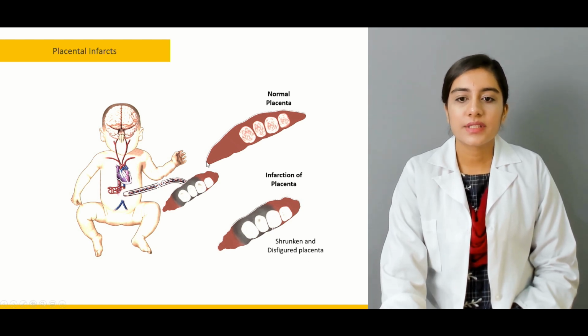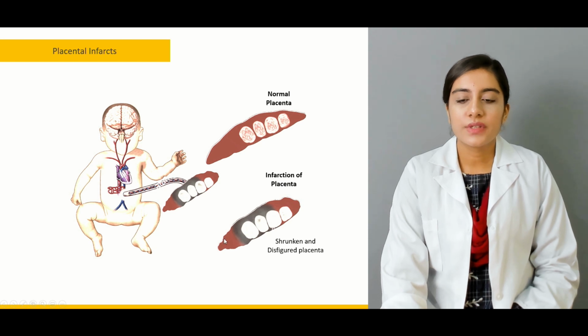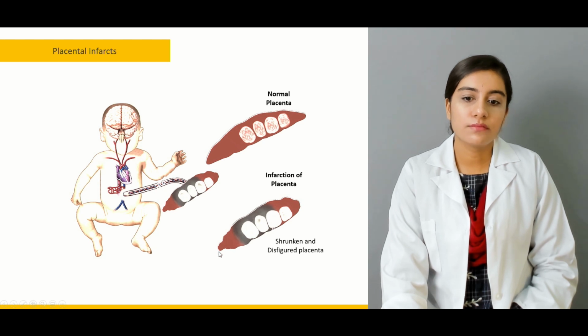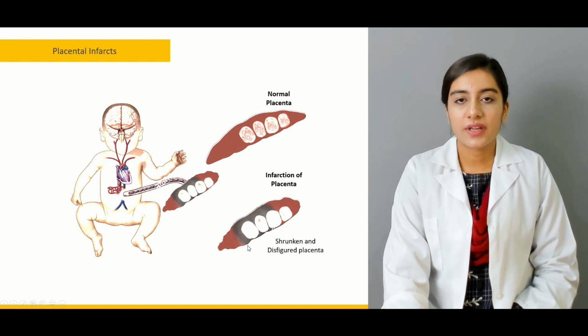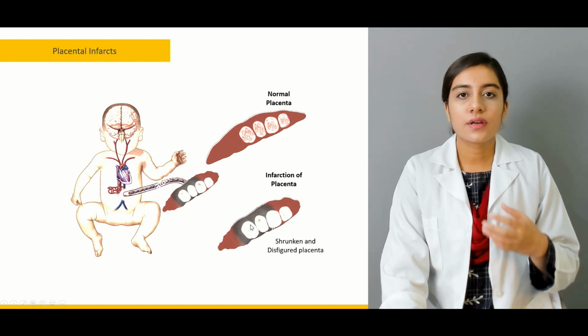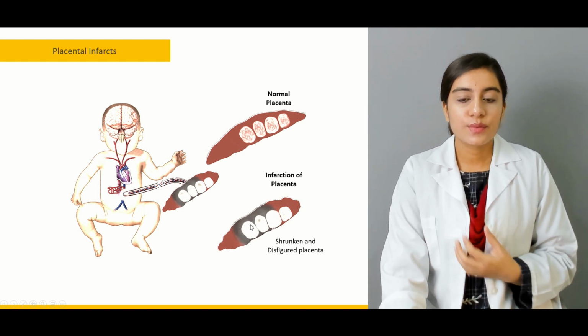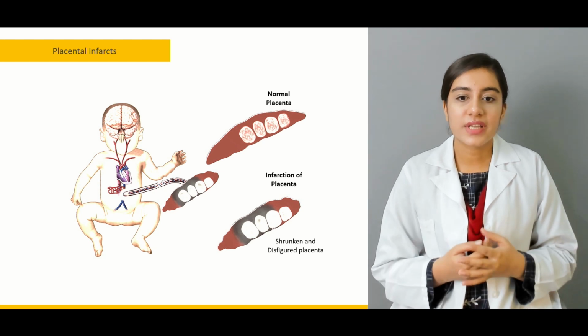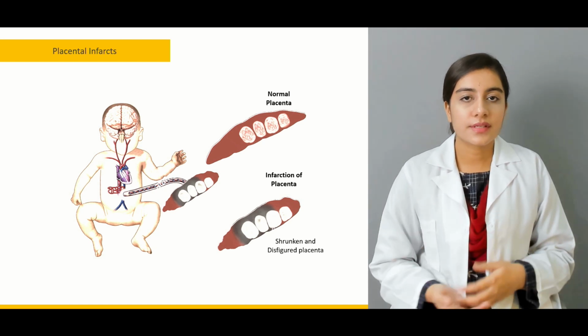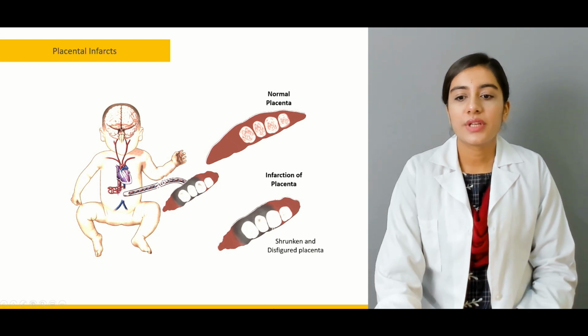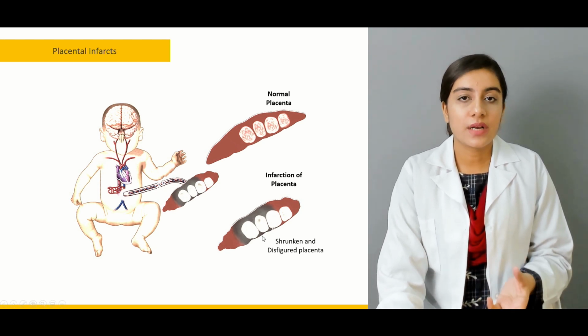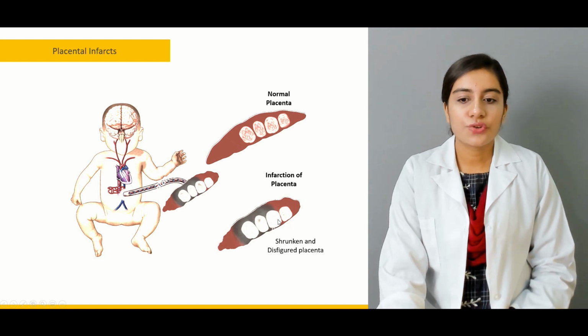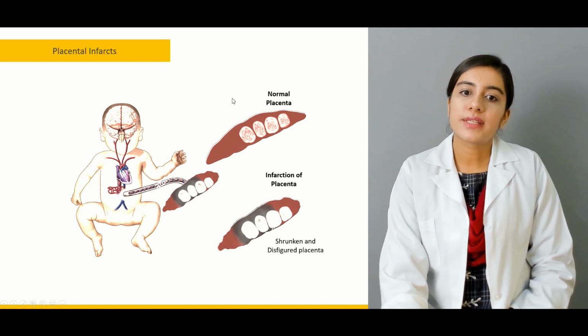If you compare this diagram with this one, you will see that at the corners of this diagram the placenta is disfigured and shrunken as compared to these areas. And also, if you can see these areas, they are usually edematous. That is because of the inflammatory process and other protective processes that take place over there. So the villi basically become edematous, and they are showing the edematous areas in the placenta.